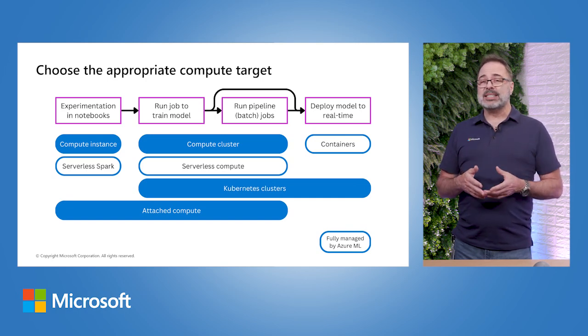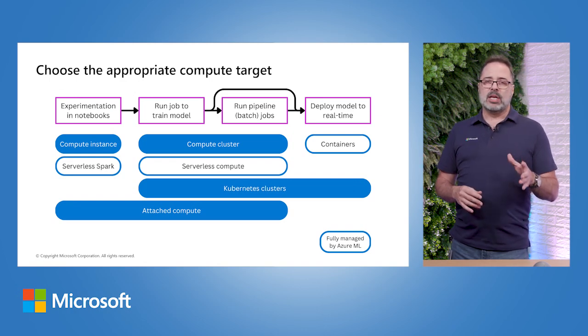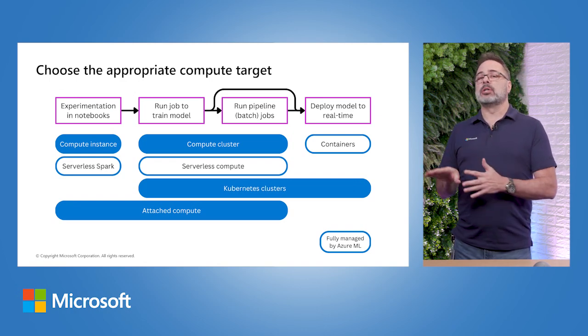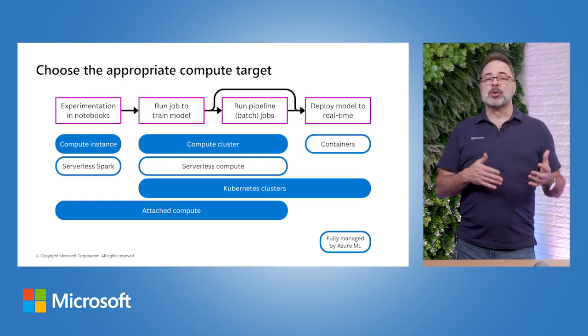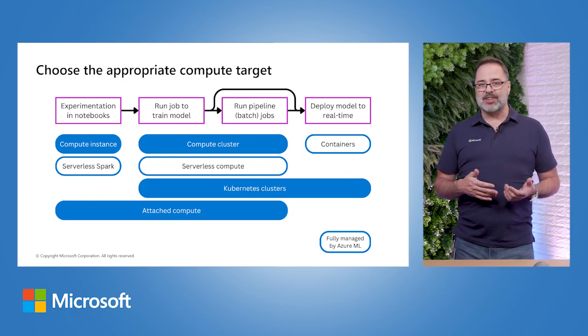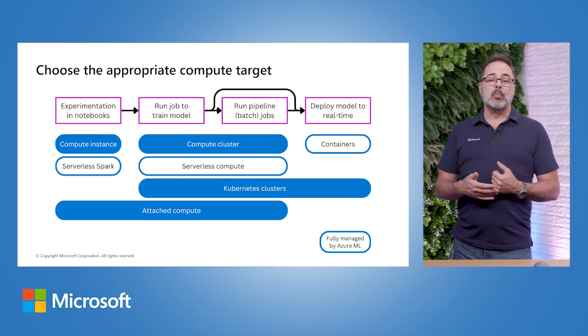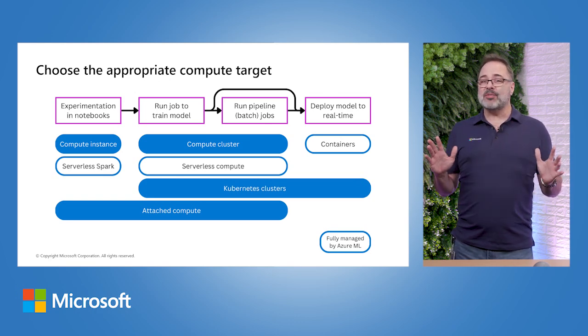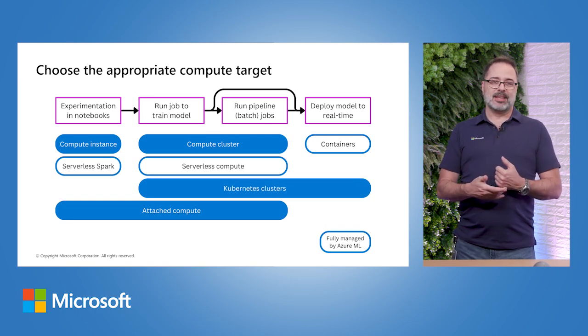A compute instance is essentially just a single virtual machine. These are assigned to individual users. Serverless Spark is a newer feature of the Azure Machine Learning environment that lets us perform Spark-based workloads, such as running notebooks, more efficiently. And as an added bonus, we don't have to configure the compute environment for it like we would to create a compute instance.